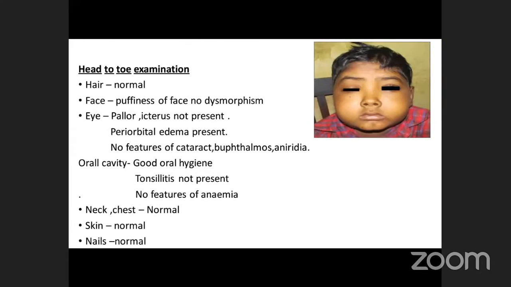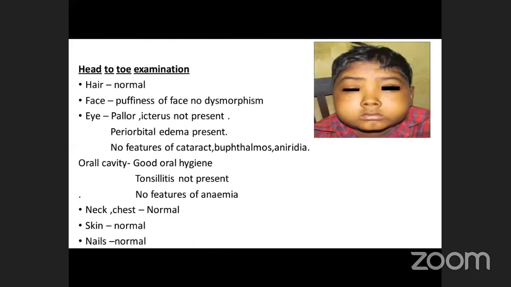Coming to the head-to-toe examination, the child's hair appears to be normal. In the face, puffiness of face was present, but there are no dysmorphic features. In the eyes, pallor and icterus are not present. There is periorbital edema. There are no features of any cataract, microphthalmos, or aniridia. Okay, fine, good. Then?